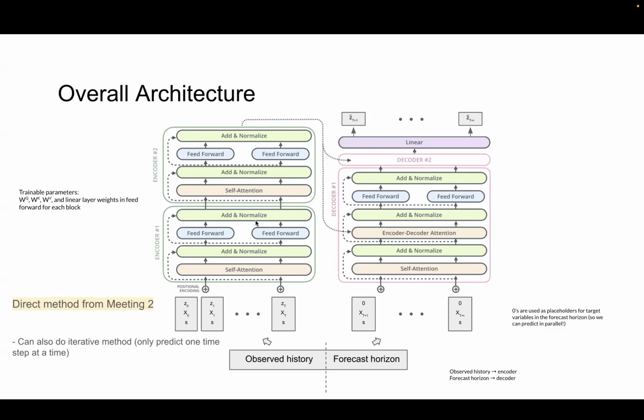As an alternative to this direct forecasting method, you can still use the iterative forecasting method. So at the decoder time, you can just predict one time step at once and then use your prediction as input to the next time step to do your next prediction and so on. If you're doing that, then your target variable will be your prediction from the previous time step.